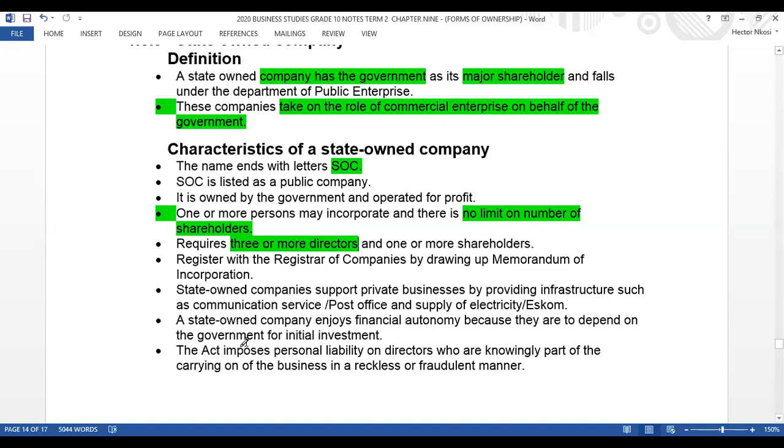Also, the Act imposes personal liabilities on directors who are knowingly part of carrying on the business in a reckless or fraudulent manner, right? Very important, even this point. It is very important to know it, boys and girls. It's going to help you answer the majority of your theory questions, right? And remember, under this subject, we deal with theories basically. We'll be scrutinizing theories, looking at how we need to know certain things and stuff like that.